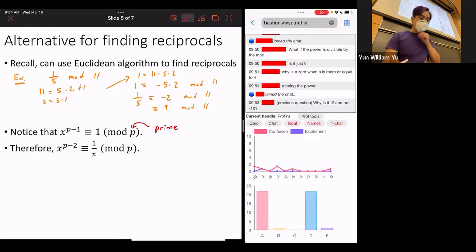Why is it minus 2 and not minus 10? Oh, because here, divide by 5 on both sides, right? So remember, when you're working with a prime modulus, you're allowed to do division. And that's basically what I've done here. So because I'm allowed to use a prime modulus, I'm allowed to divide by 5 on both sides.